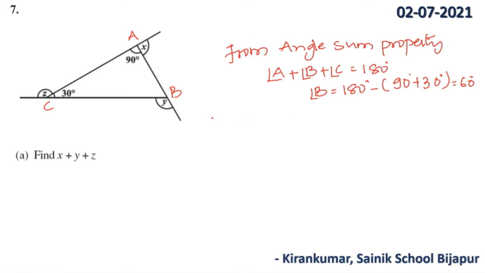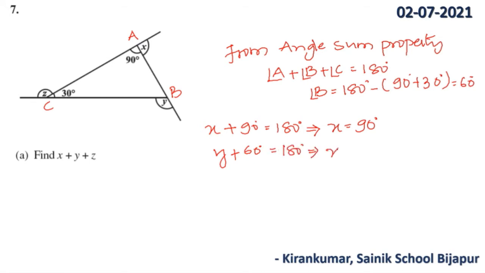Using linear pair, x plus 90 degrees is 180 degrees. This implies x is equal to 90 degrees. Y plus angle B, which is 60, is 180 degrees. This implies y will be 120 degrees.